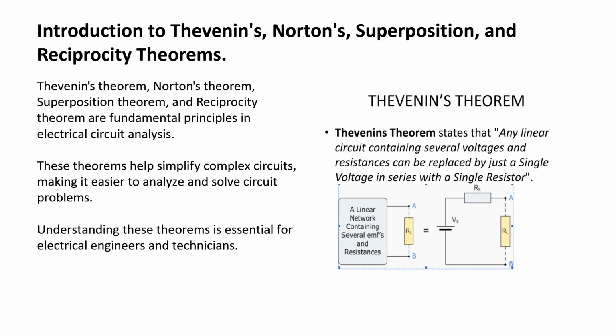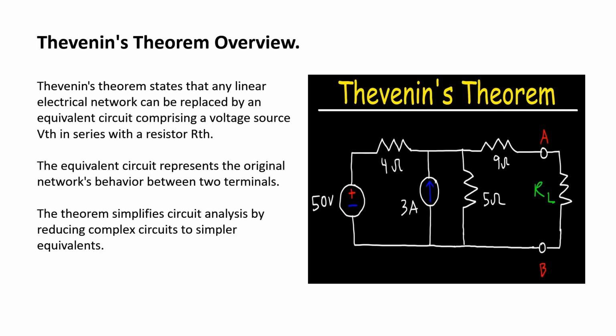Thevenin's theorem states that any linear circuit containing several voltages and resistances can be replaced by just a single voltage in series with a single resistor. Next, Thevenin's theorem overview. Thevenin's theorem states that any linear electrical network can be replaced by an equivalent circuit comprising a voltage source in series with a resistor R. The equivalent circuit represents the original network's behavior between two terminals. The theorem simplifies circuit analysis by reducing complex circuits to simpler equivalents.